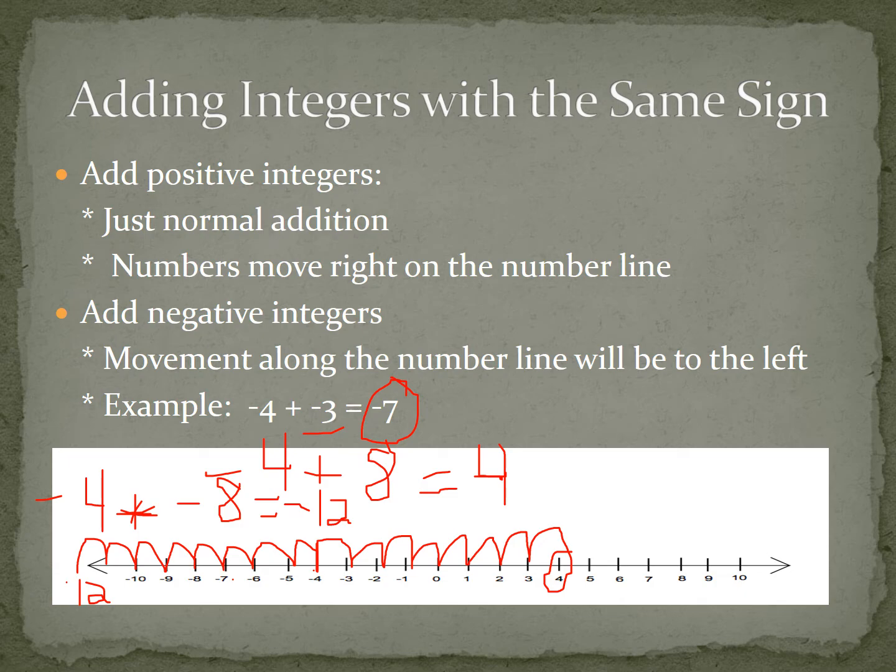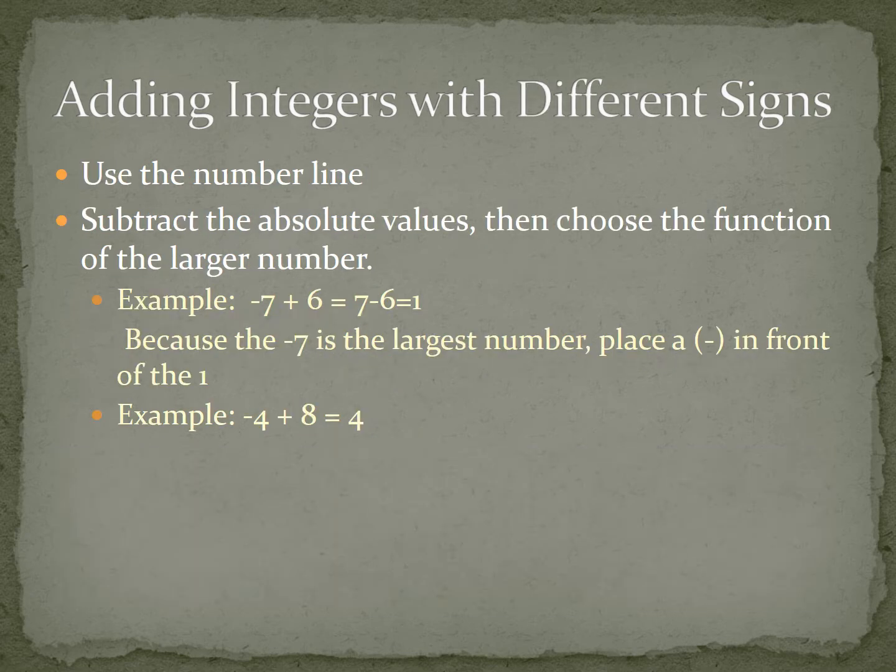So that would be negative 12. Okay. All right. So hopefully that helps. I'm getting through this here with this crazy little mouse and the little writer thing.